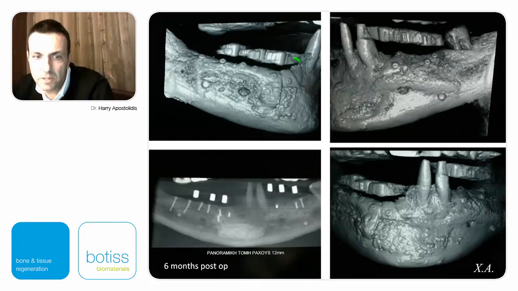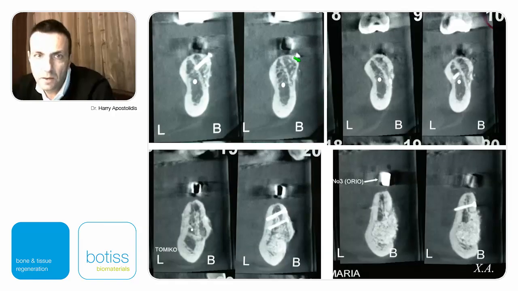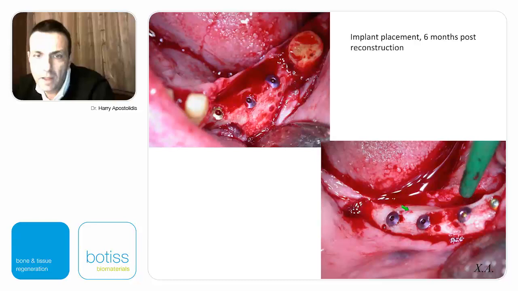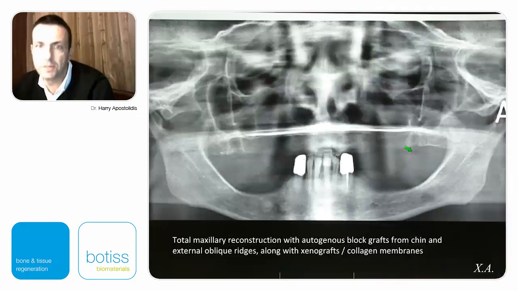And here we see the 6 months post-operative CBCT. We see here how much bone we have gained. All this. And you remember how the mandible was? Look at that, we're able to place 7 implants after 6 months.